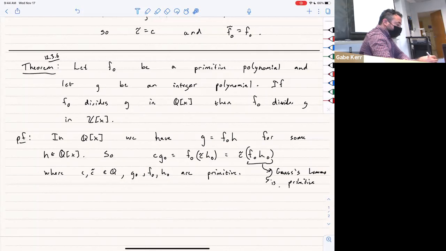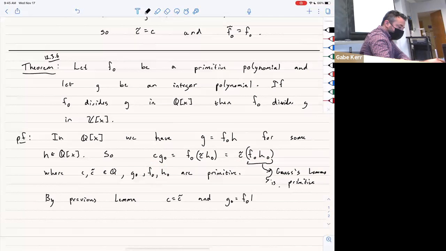We have that whatever G is, it is this, and G is this. And here we have a rational number and a primitive, a rational number and a primitive. That's a unique factorization based on what we just did. So by the previous lemma, C is equal to C tilde, and G naught is equal to F naught H naught.